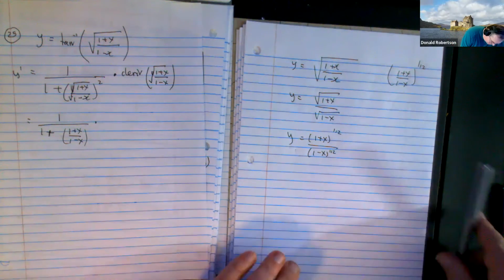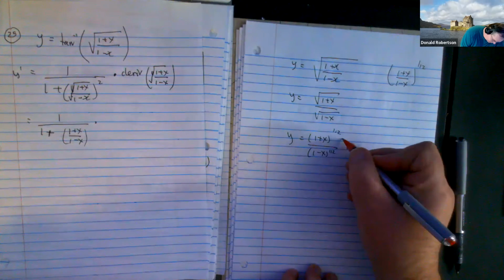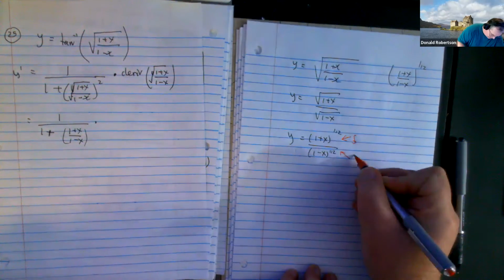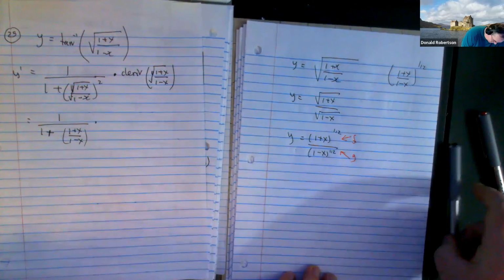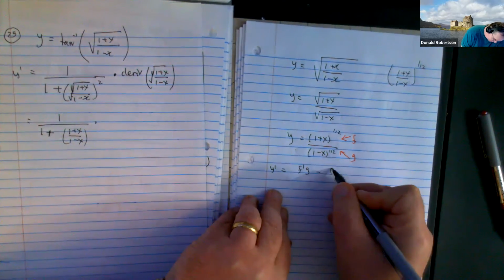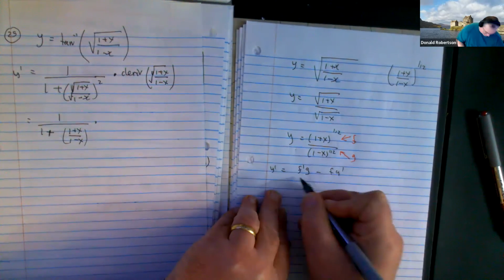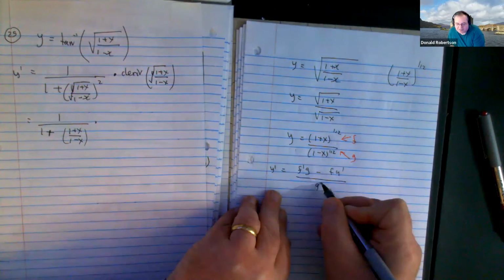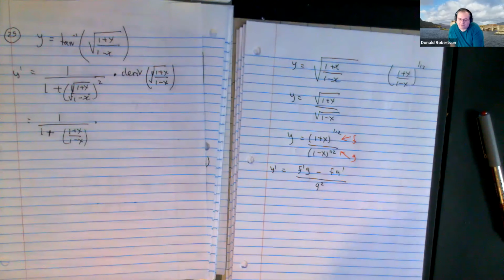So call this f, call this g. To get the derivative of it, it's going to be f dash g, take away f of g dashed, all over g squared. We've got 5 minutes to go, and we'll probably need every single one of those minutes.